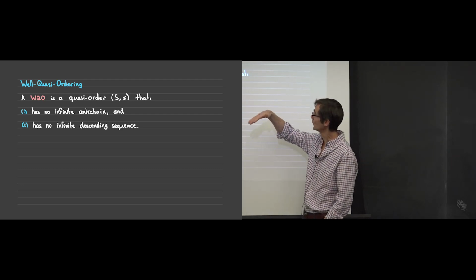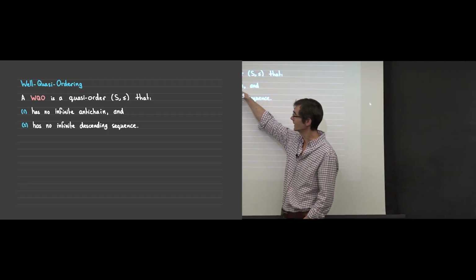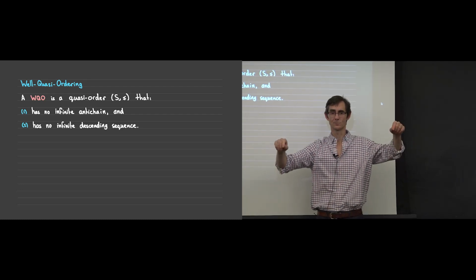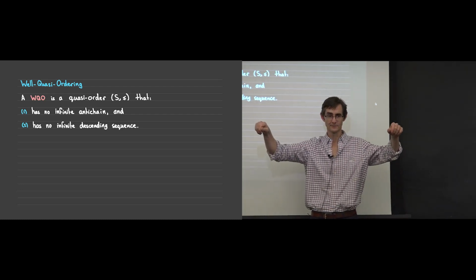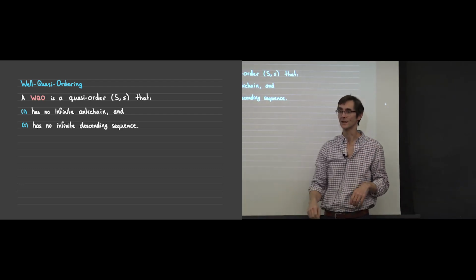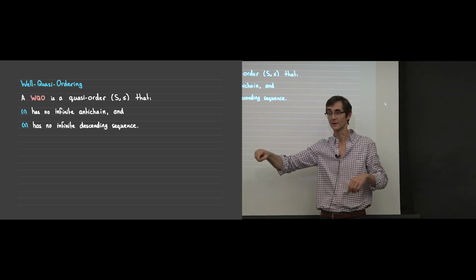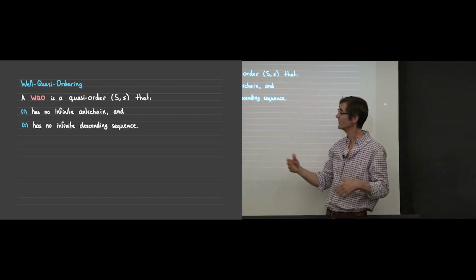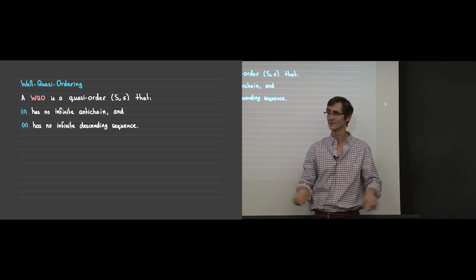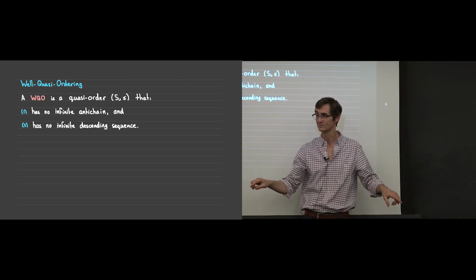And then you have two conditions to be a well-quasi-order. You have to have no infinite anti-chain, which means that if I give you an infinite set, then one of the elements should be less than or equal to another. And you shouldn't have an infinite descending chain, so you shouldn't be able to repeatedly get smaller and smaller things in the order. For example, the integers, which is a really nice quasi-order, it's a total order. The set of integers is not a well-quasi-order because you do have infinite descending chains.